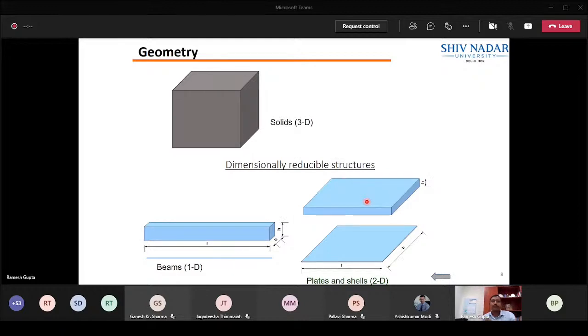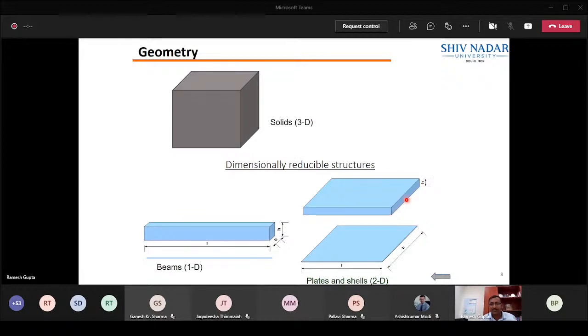For example, you have shell or plate kinds of structures where the thickness is very, very small as compared to its planar dimensions, let's say length and width. So instead of analyzing it as a three-dimensional plate or shell, you are analyzing a mid surface. Usually the reference surface we take is the mid surface.